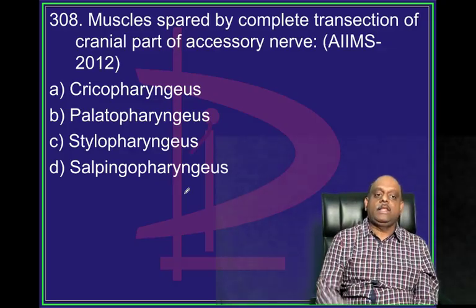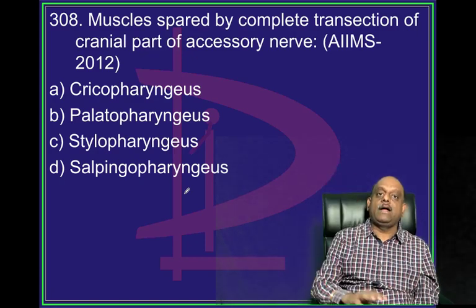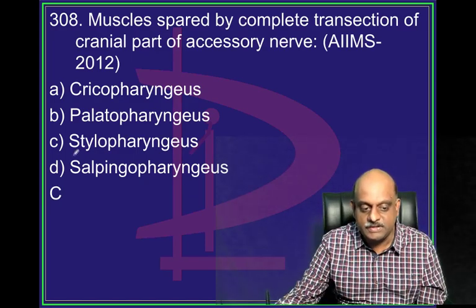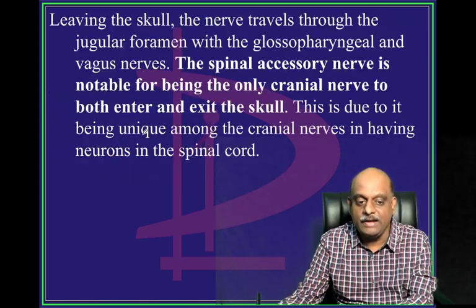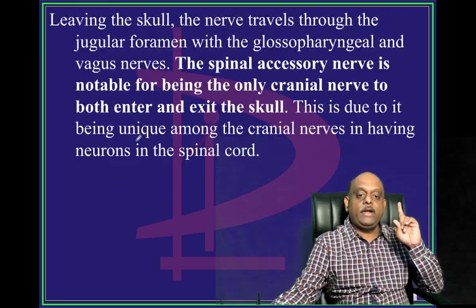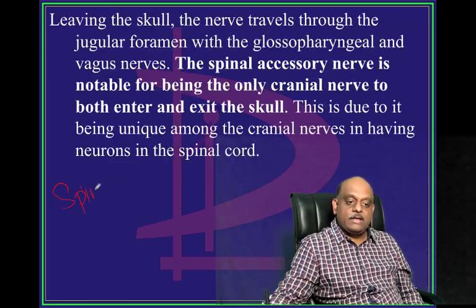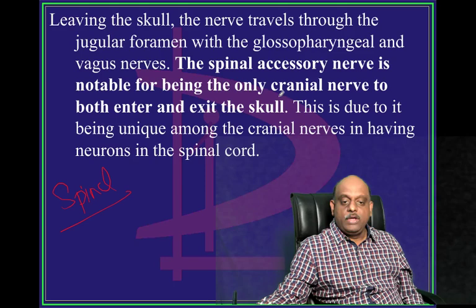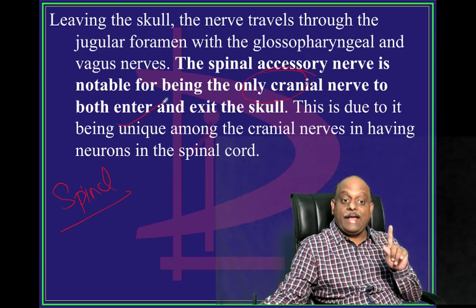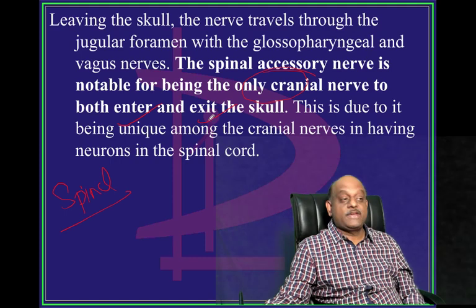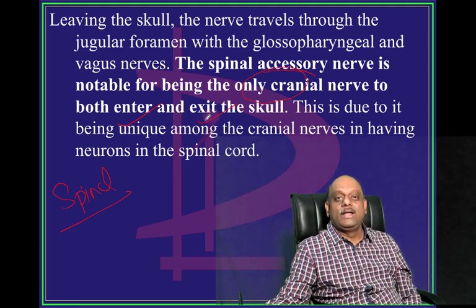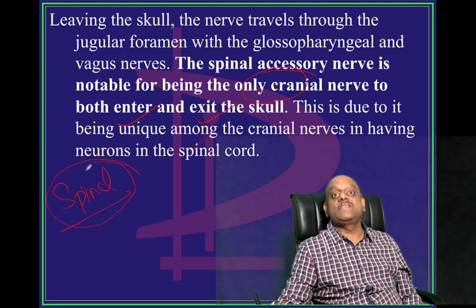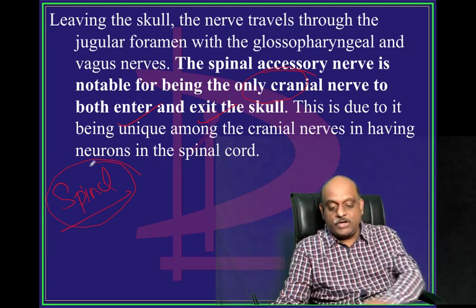Now, the muscles which are spared by the complete transection of the cranial part of the accessory nerve. Already we discussed this. That is Stylopharyngeus, right? Now, and one important point about spinal accessory, please remember, doctor. Accessory nerve, the 11th cranial nerve, is the only cranial nerve which both enters and exits the skull. स्कल में एंटर होगा और स्कल से एग्जिट होगा, दोनों करने वाला एक ही क्रेनियल नर्व होता है, वो है the accessory spinal accessory nerve is what you have to ultimately remember.